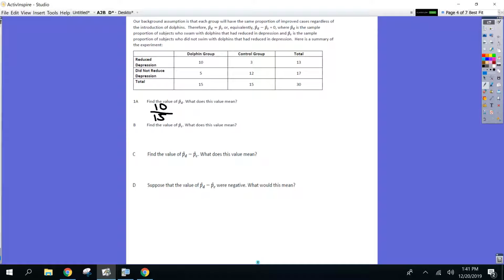So out of the 15 people I had that swam with dolphins, 10 reduced their depression. You're not off the hook yet, Elena. About what percent? It's about 66.7%. So this was about 0.667, because I want to leave it as a decimal like our dot plots yesterday. And again, what does this value mean? Just jot it down. This is the proportion of the dolphin group that reduced depression. You don't have to worry about the symbols at all.